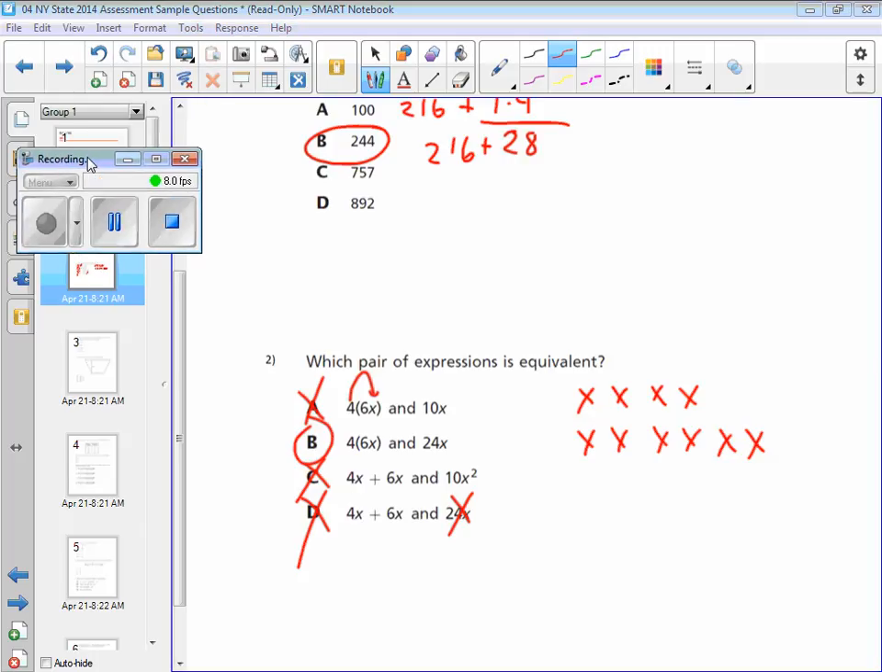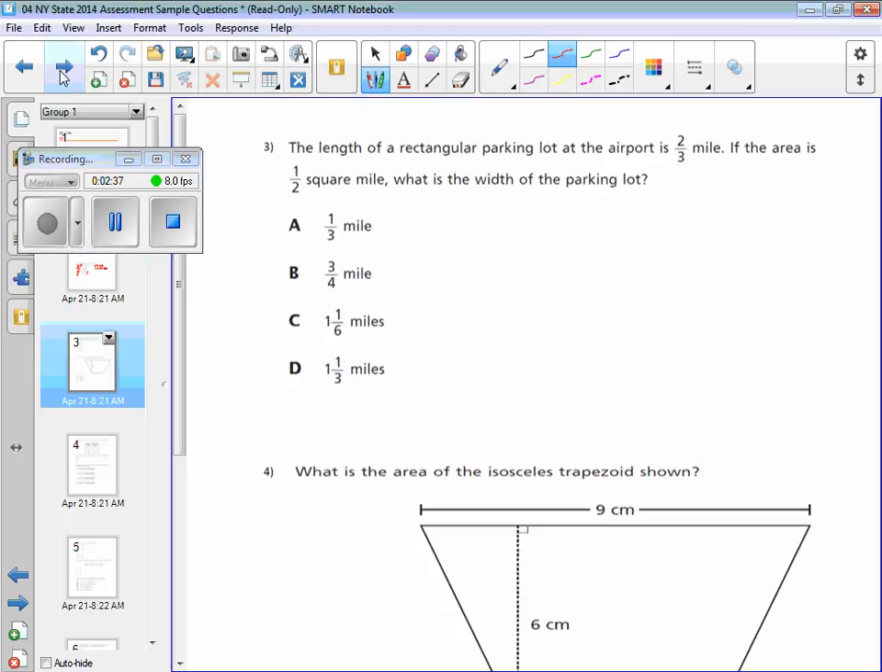All right, number 3. Number 3 was tricky, and I'll show you the way I would have done it, although there are other ways. First, a survey. How many have A? How many have B? How many have C? How many have D? I'll show you the way that I did it, but again, yours may differ.